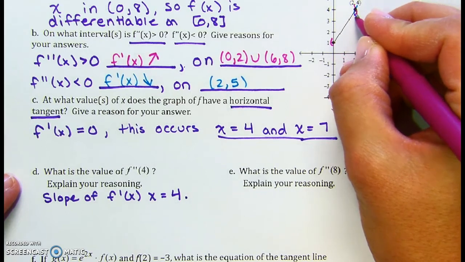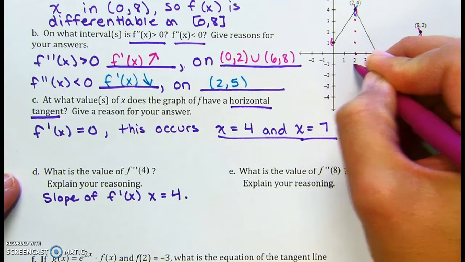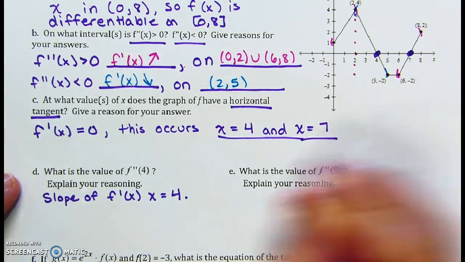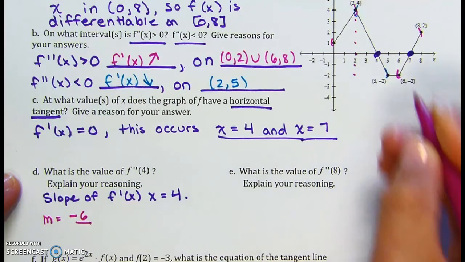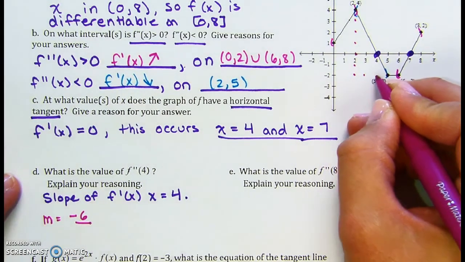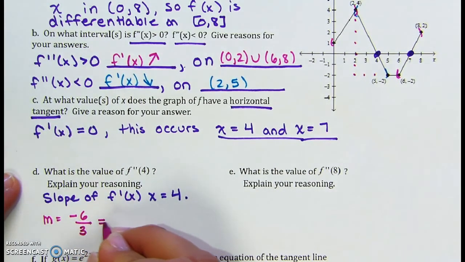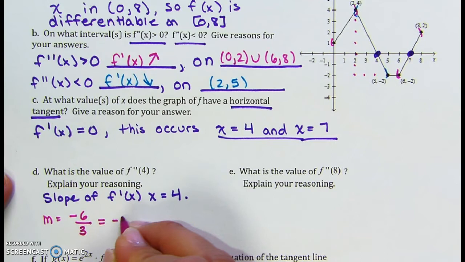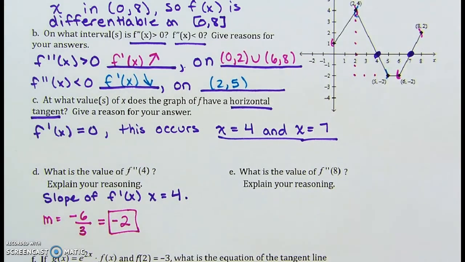We're up here at 4. So 1, 2, 3, 4, 5, 6. So the slope will be -6 over, and then over to the right, how many? 1, 2, 3. So the slope is -2. All right.